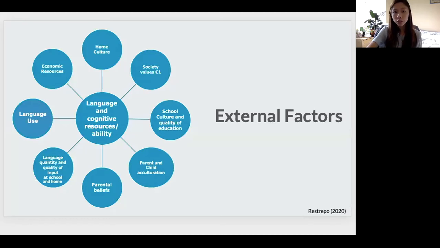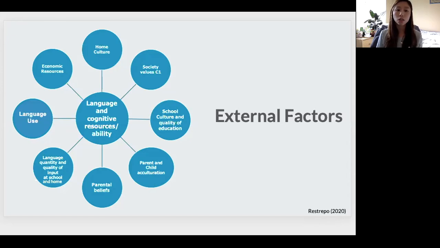However, having language input alone without the child actively using the language does not lead to any maintenance or development of the home language. I believe that both home language input and output are tightly linked together with the external factors that are listed in the graph here.